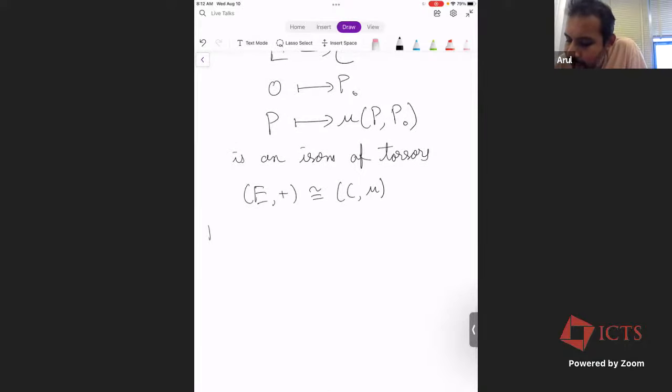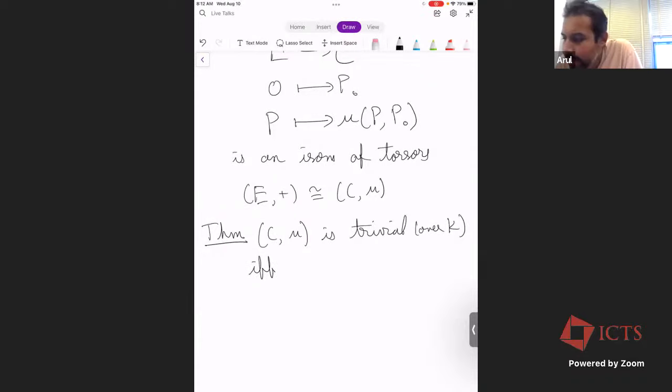And this gives us the following very crucial theorem. A torsor is trivial over K, let's say. And when I say trivial, I mean it should be isomorphic to the base object E and plus. So it's trivial if and only if C has a point defined over K.